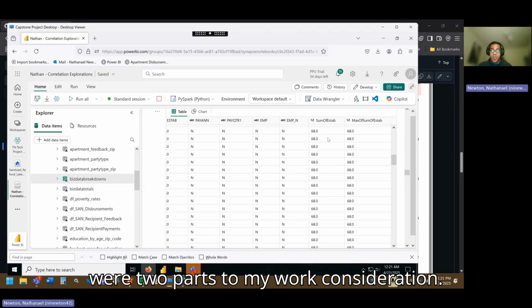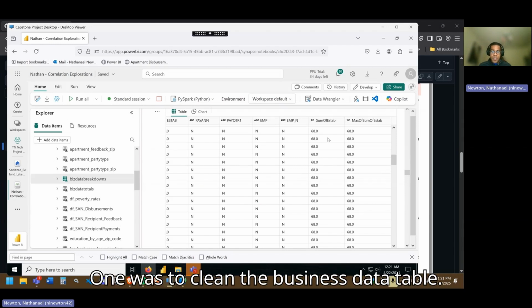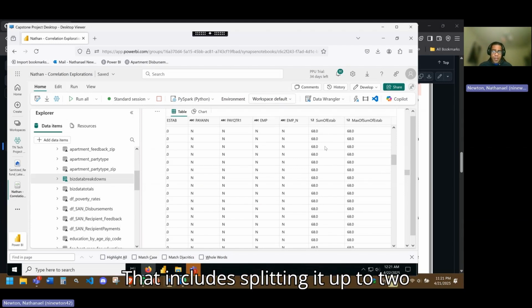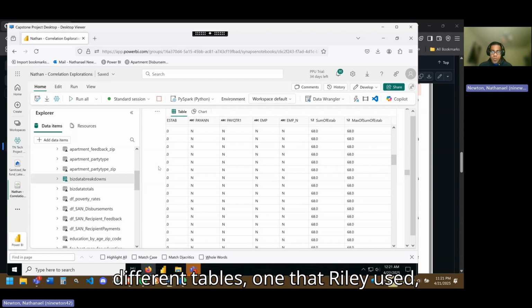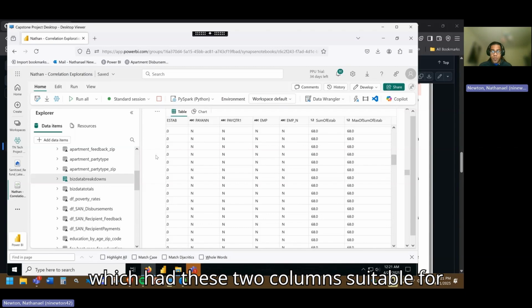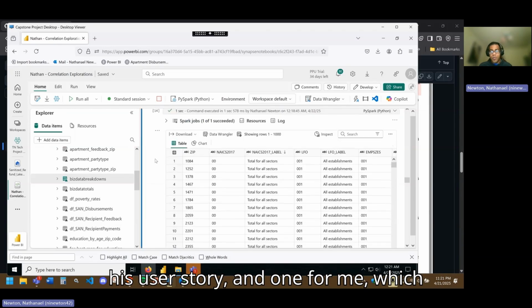There were two parts to my work this iteration. One was to clean the business data table. That included splitting it up into two different tables: one that Riley used, which had the two columns suitable for his user story, and one for me, which I used to create a heat map.